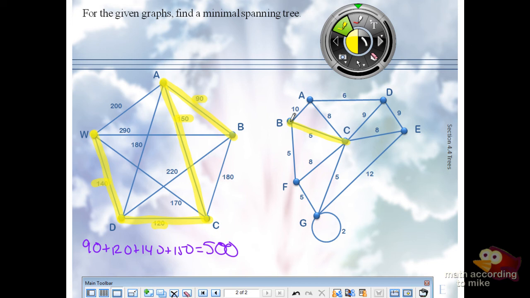We keep continuing. Well, we can still pick another one that has a 5. But we can't take it because it's got a loop. C to G. That's cool. But we cannot pick FG. Why? It would make a circuit. So we're done with the 5s. So now we go with the next smallest weight. What's the next smallest weight? 6. We have 1-6, right? AD.